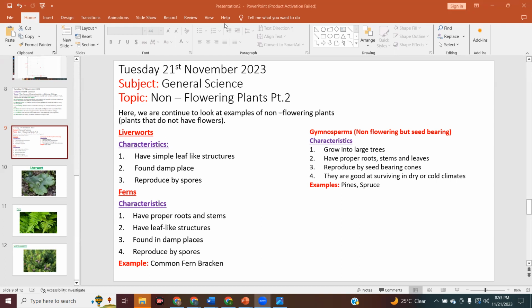Again, once you finish with your work, take a picture of it and send it to me via WhatsApp. Once you finish, then you can leave.